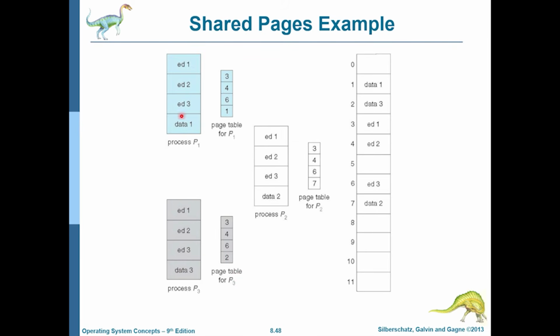So these are private pages of these processes, but ED1, ED2, and ED3, the first three pages of each of these processes, are shared because they are all mapped to the same frames. That is, ED1 for all of them is mapped to frame number 3, ED2 for all of them is mapped to frame number 4, and ED3 for all of those processes is mapped to frame number 6. And here are the physical frames over here. As you can see, there is only one copy of ED1, one copy of ED2, and one copy of ED3, while there are three distinct copies of the private pages of these processes, that is data 1, data 3, and data 2 over here.